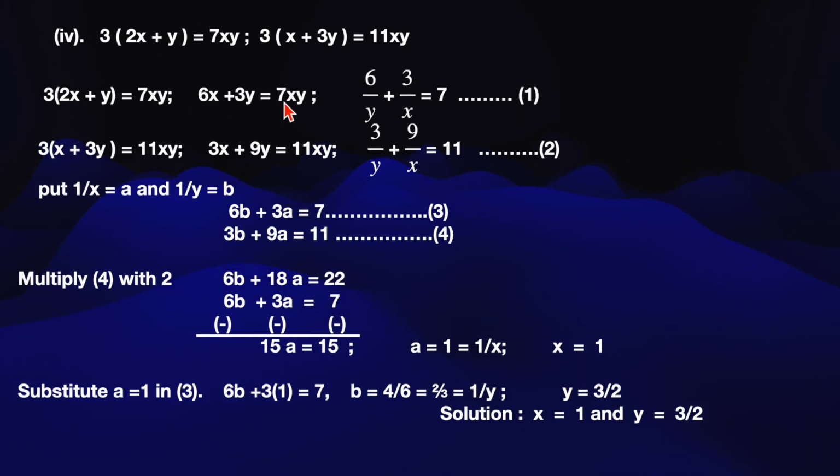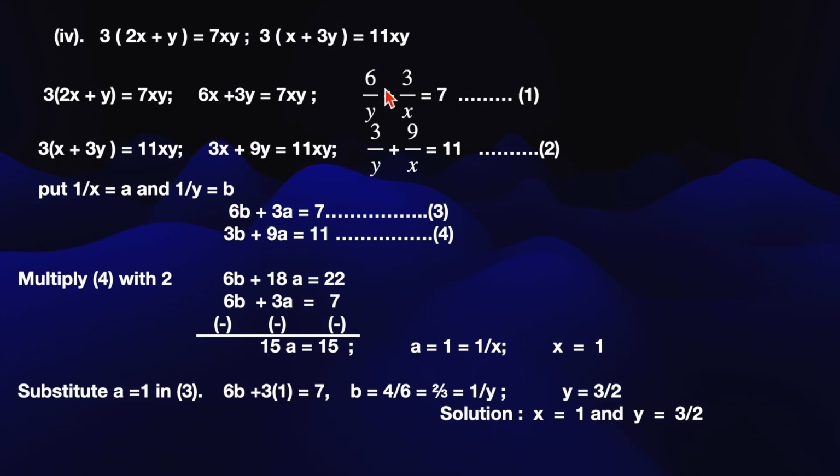Divide the whole equation by xy. So you get 6x upon xy, x will cancel, you'll get 6 upon y, plus 3y upon xy, y will cancel, 3 upon x, is equal to 7xy upon xy will cancel, you will get 7. So this is how the equation becomes. Similarly, open this bracket for the second equation and divide by xy, you will get like this.